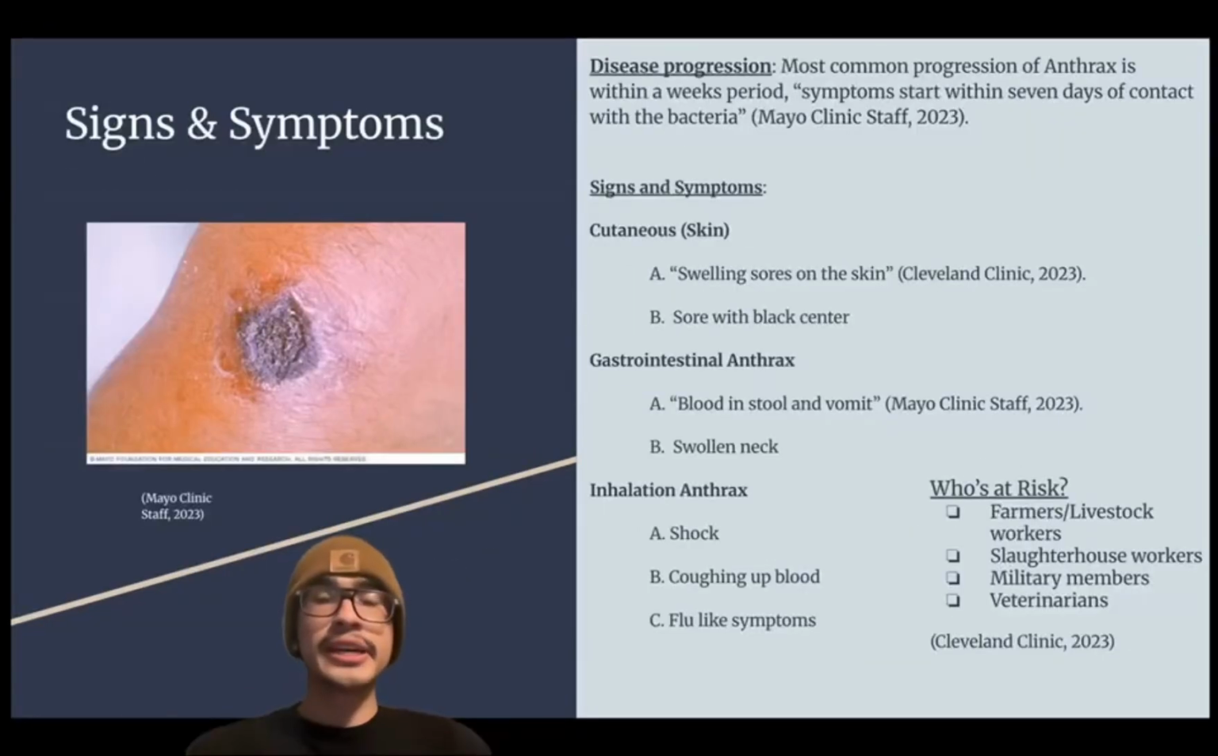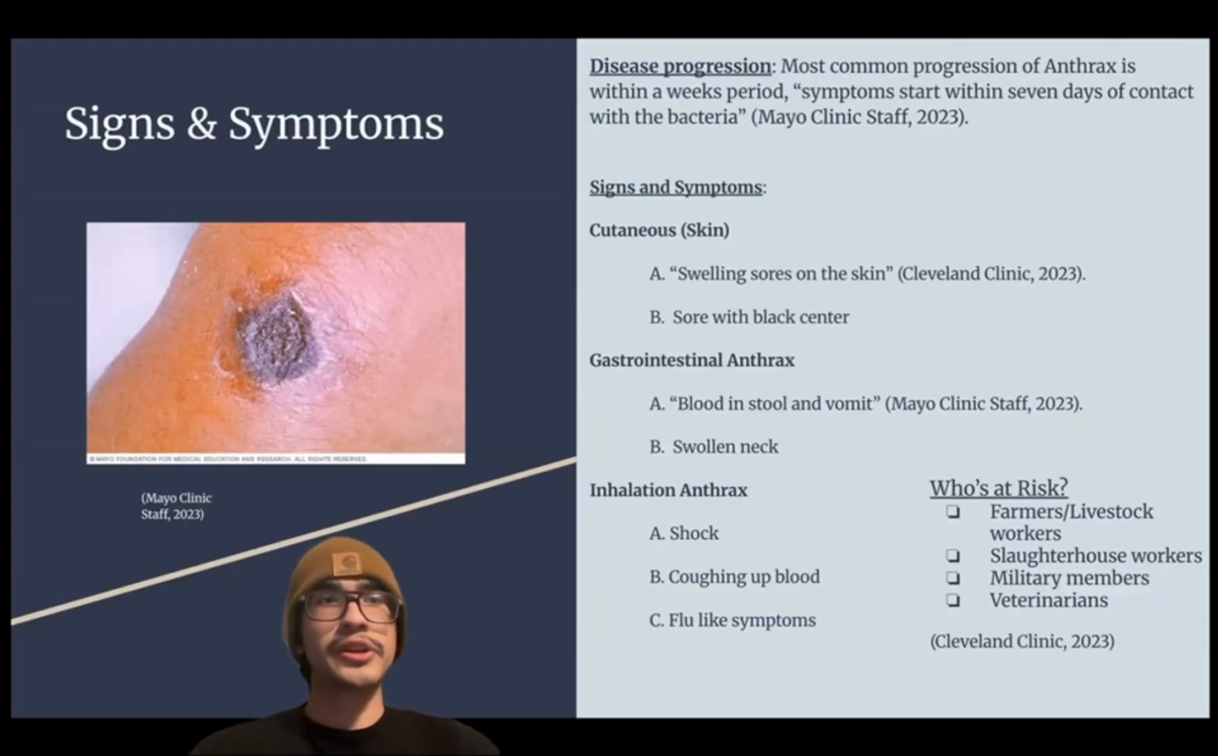Now let's take a look at the signs and symptoms of anthrax, as well as who's most likely to contract it. According to the Cleveland Clinic, individuals most at risk include farmers and livestock workers, slaughterhouse workers, military members, and veterinarians. These groups are more likely to be exposed because anthrax bacteria can live in soil and infect grazing animals like cattle, sheep, and goats.